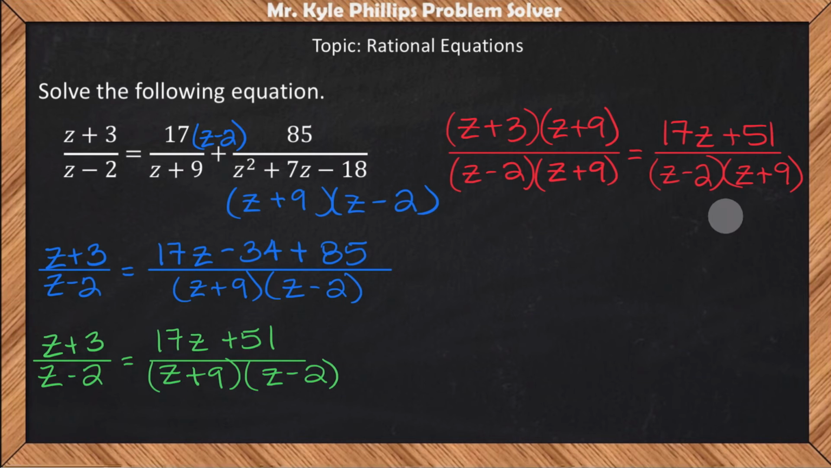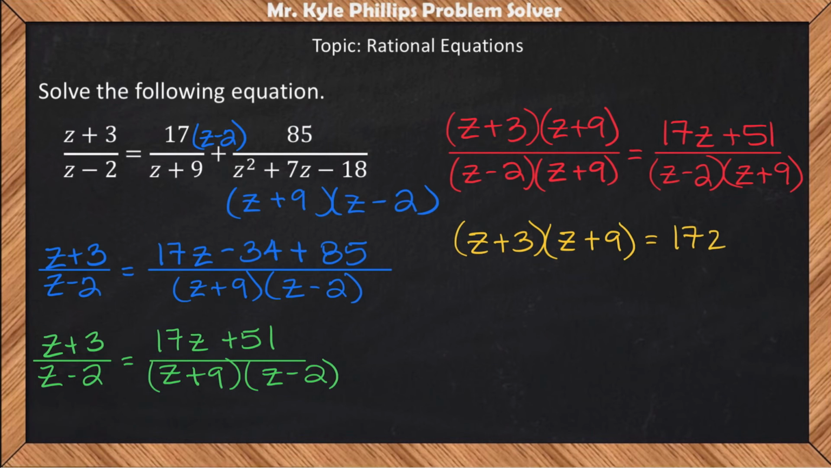Now my denominators are the same here, so I don't even have to worry about my denominators when I'm solving this equation. What I can do now is just set my numerators equal to each other. So here I'll have z plus 3 times z plus 9, and this will equal 17z plus 51. Now I can just solve for z here.